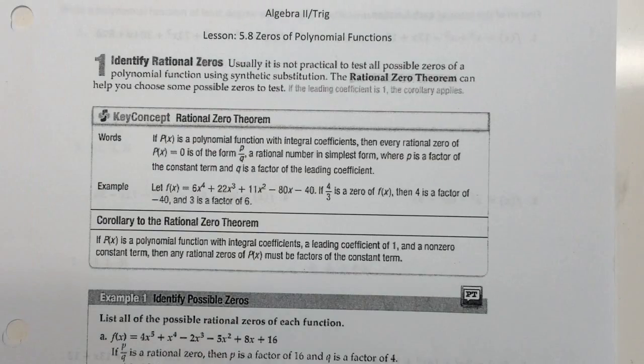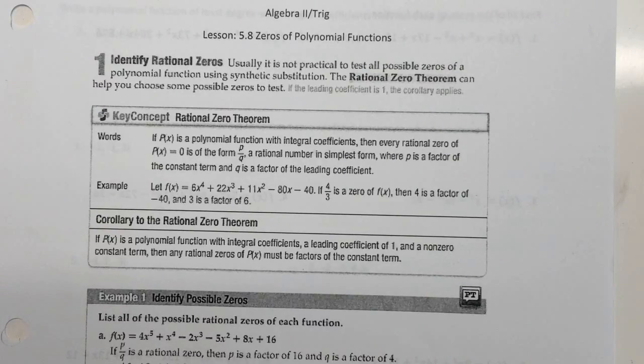On Friday or last week, they give us a polynomial, then they give us a factor, and we're supposed to find the other zeros. Today, they're not going to give us a factor. We just have to find all of them on our own. They're not going to give us one to plug in for synthetic. That's why it's kind of difficult.